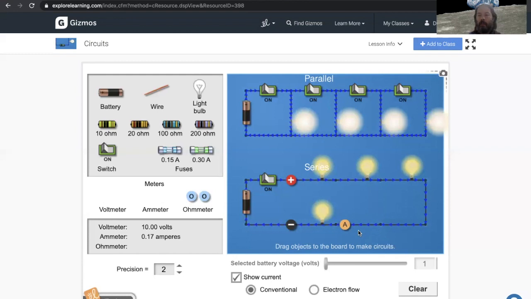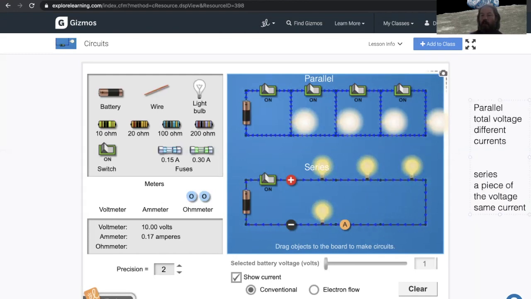Here are the big important things to understand. In parallel, you get all of the voltage for each component, but you're going to have different currents throughout the circuit. In series, the current's going to be the same, but each piece is going to get a different bit of voltage. So now the question you're going to answer in the Pear Deck is, why might that be important?